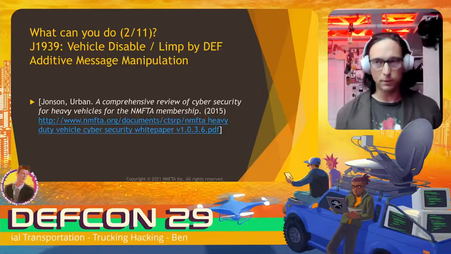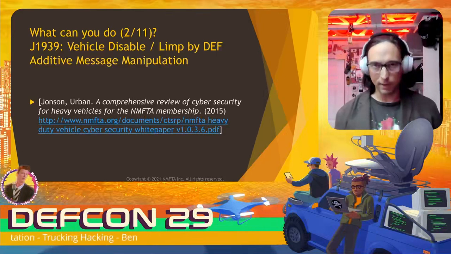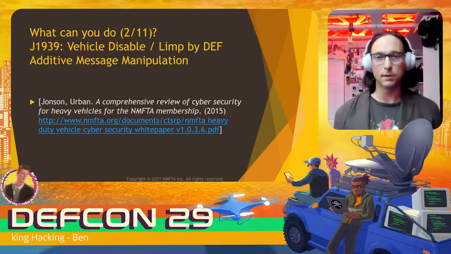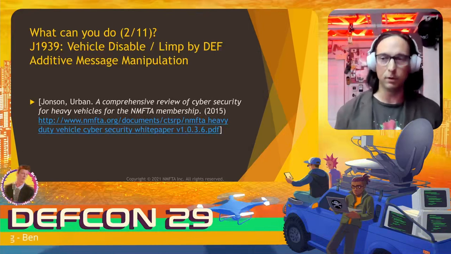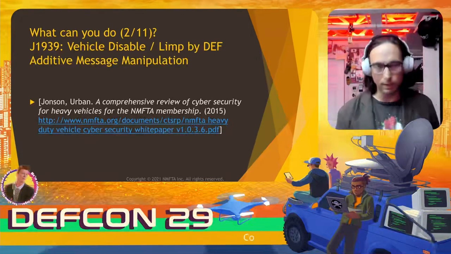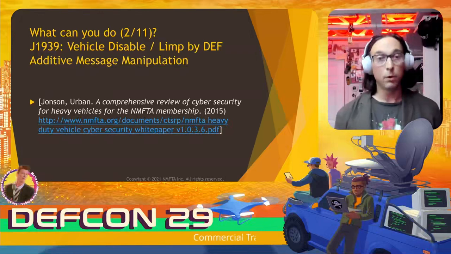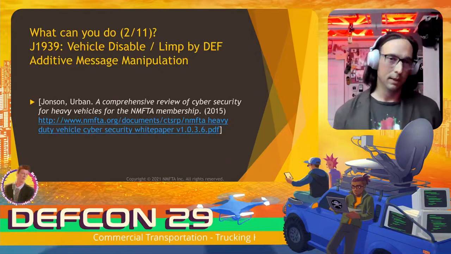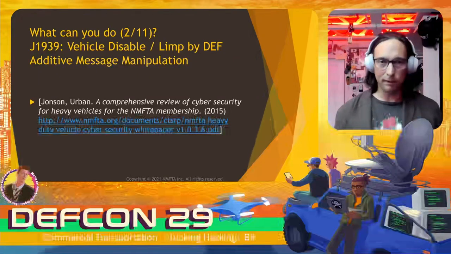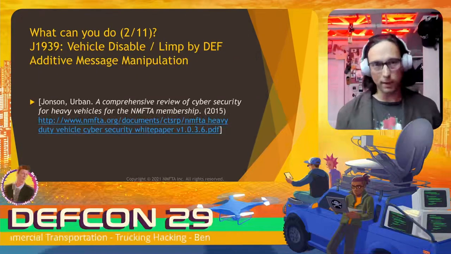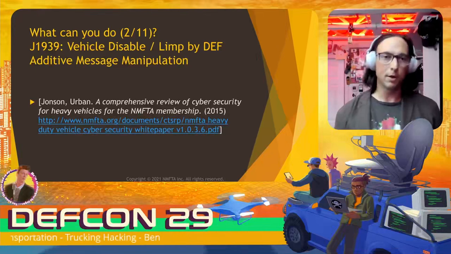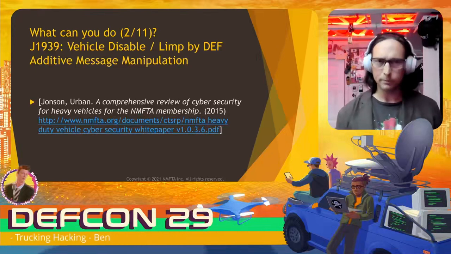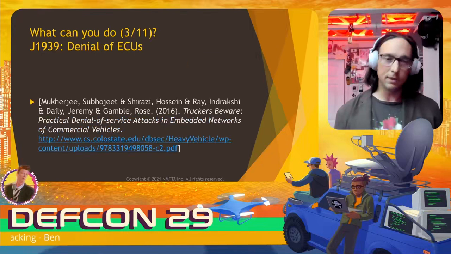The way the trucks are set up by regulation, when there's failures in the additive control system, the DEF levels for example, the truck has to actually eventually enter a limp mode, where it's going very, very slow, almost completely useless. So by manipulating those DEF levels, if you had access to the segment where they were being sent, you could actually cause a vehicle disable.